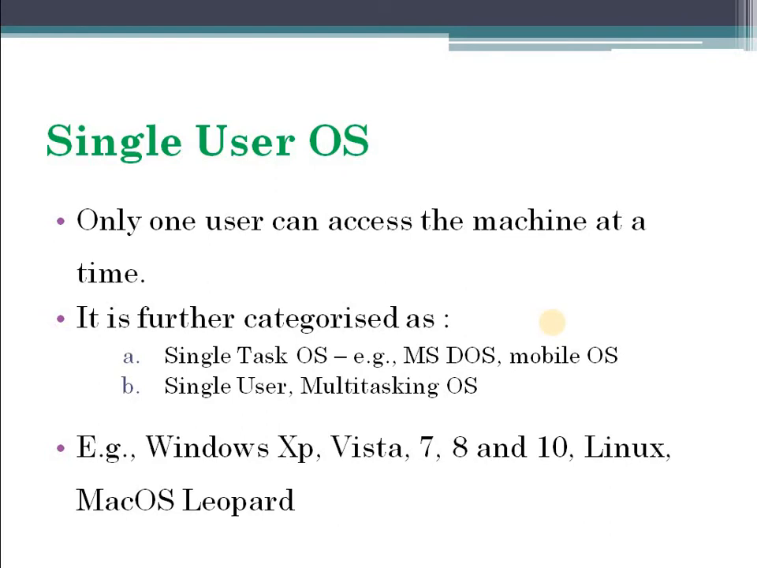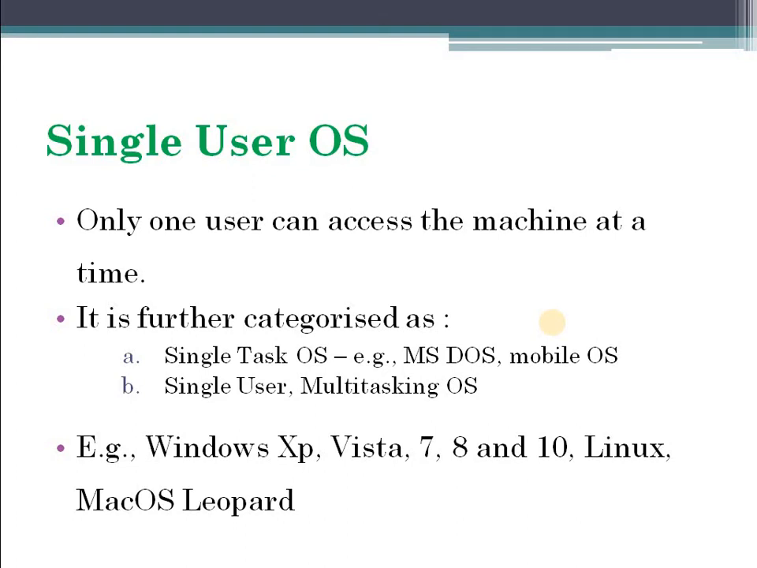And single user multitasking means a single user will interact, but he can execute multiple programs. He can play music, he can surf the internet, he can type a document, he can open images. So multiple tasks are supported. That is known as the multitasking operating system. An example of this type is Windows XP, Windows Vista.